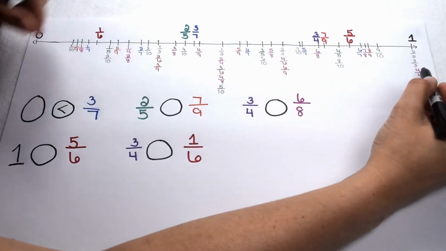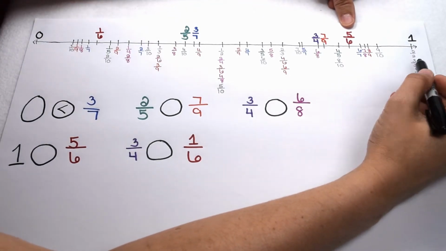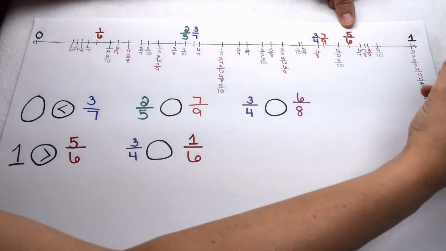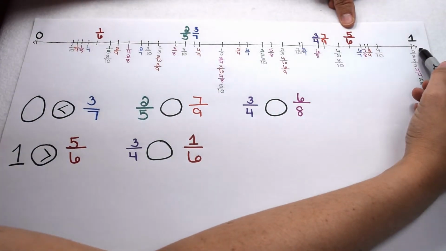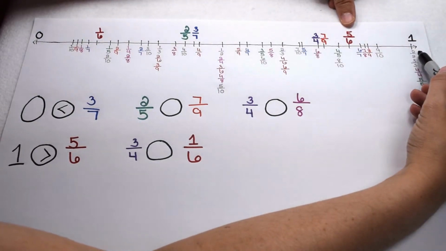Let's go to the other end and compare 1 to 5/6. Here we have 1 and here we have 5/6. 1 is farther to the right than 5/6, so 1 is going to be greater than 5/6. Since 1 is the value that is farthest to the right on our number line, it will actually be greater than any number we compare it to.